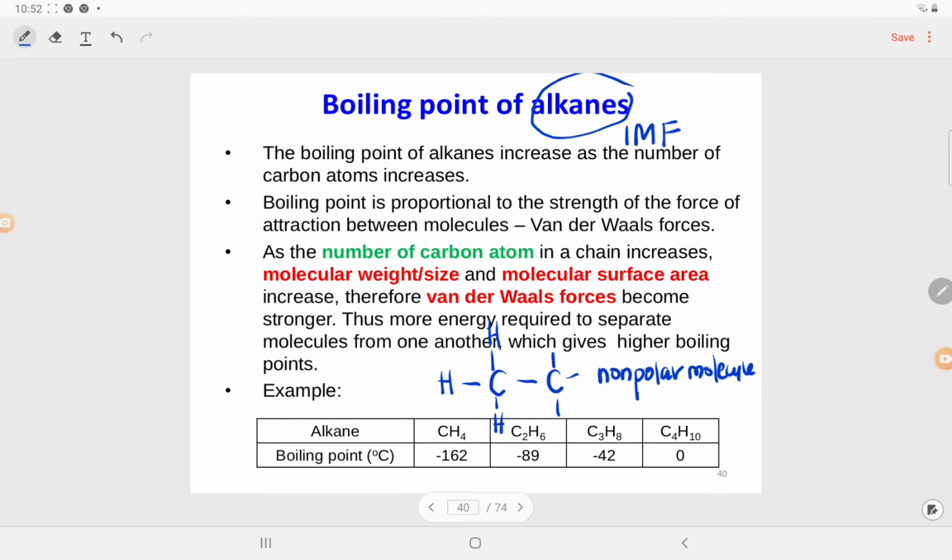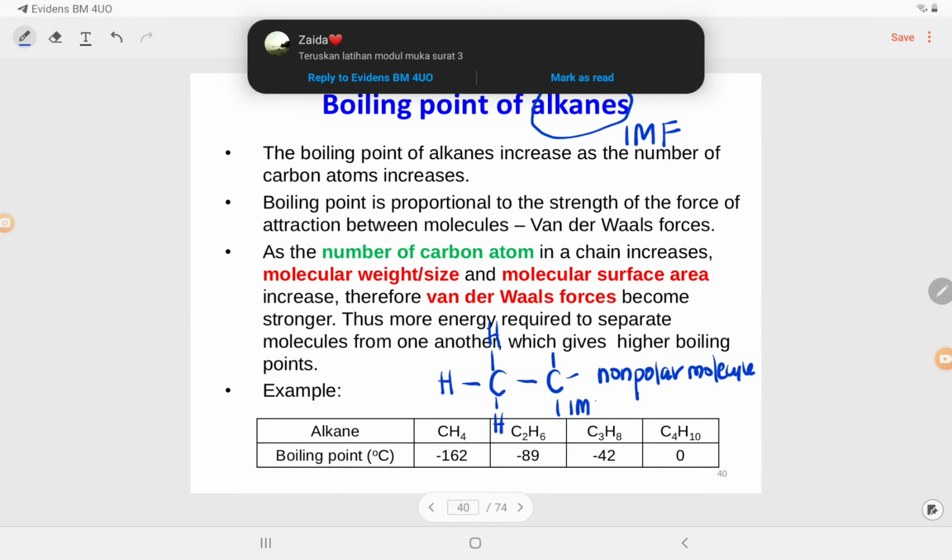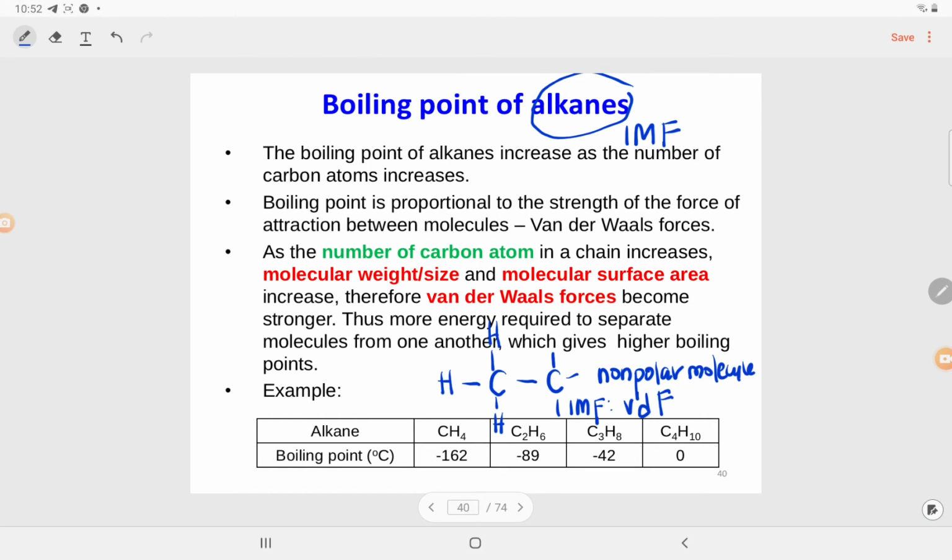If they are non-polar molecules, the intermolecular forces must be van der Waals forces. But according to the previous lesson, van der Waals forces consist of two parts, either London forces or dipole-dipole forces. All the alkanes here are non-polar, so the specific force is London, but in the explanation we just focus on the term van der Waals forces existing between their molecules.